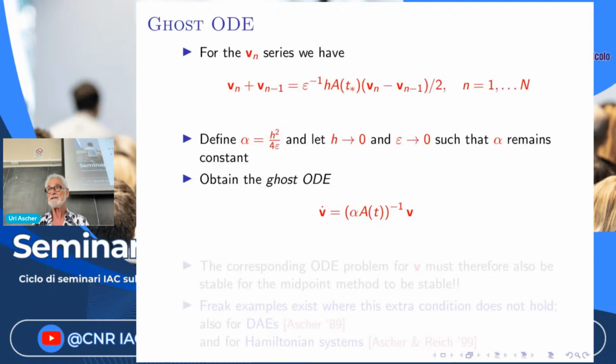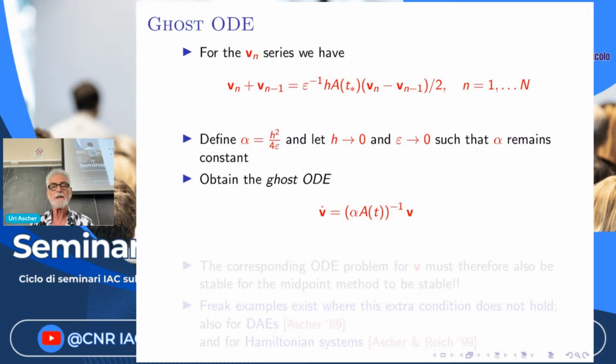If I gave you 1 minute, you would be able to prove to yourself that this is true. So you see, this looks like a different approximation to a different problem, but the v's and the u's are either bounded or they're unbounded. It's not possible that one is bounded and the other one is unbounded. So I can look at v, and if the problem for v is unstable, then I'm in trouble. Not I'm in trouble, the midpoint method is in trouble.